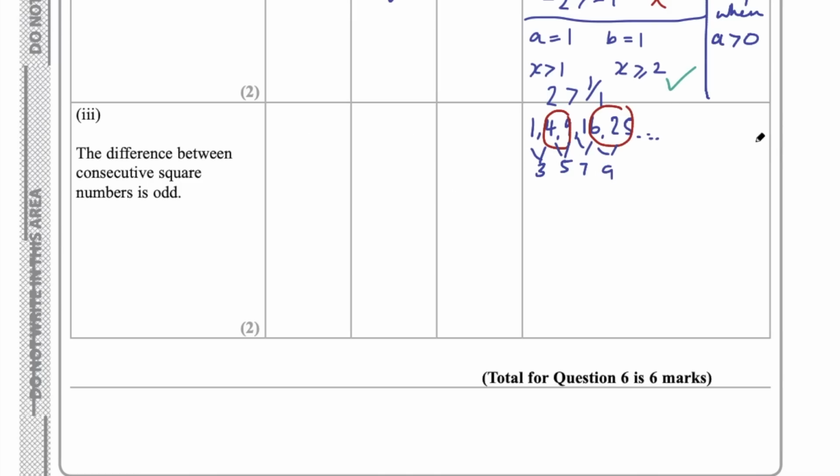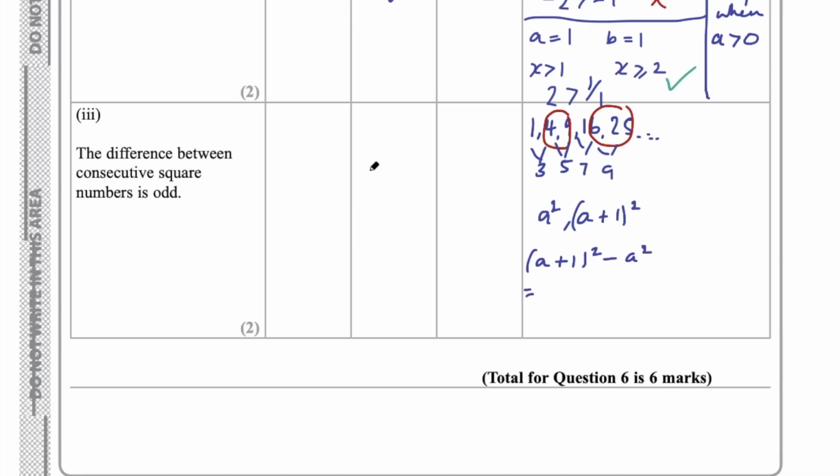Can we prove this algebraically? Yes, we can. So if we think of any square number, we can take a number and square it. That would give us a square number. The next square number would be that number a plus 1 and then square that. So for example, a might be 3, square that would get 9, a plus 1 is 4, square that would get 16. So these are the two consecutive square numbers. We can find the difference between those by subtracting them. So a plus 1 squared minus a squared.